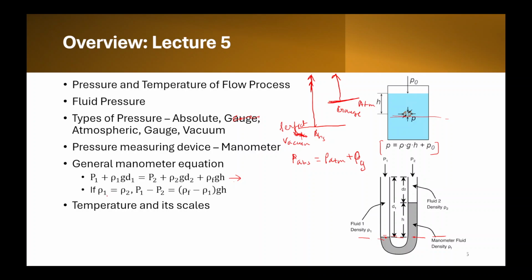And if rho 1 and rho 2 are the same, this can be rearranged as P1 minus P2, the differential pressure, equal to rho f minus rho 1, where rho 1 is the other fluid given here, into g h. Next, temperature and its scales were discussed. It can be degree Celsius, Kelvin, degree Fahrenheit, degree Rankine. So different scales were also discussed for temperature.